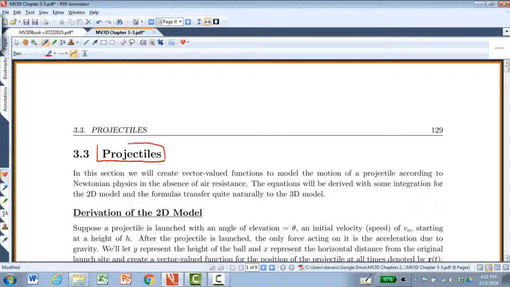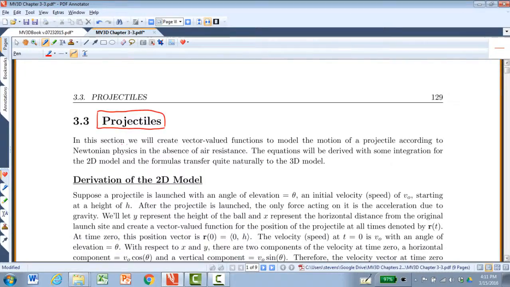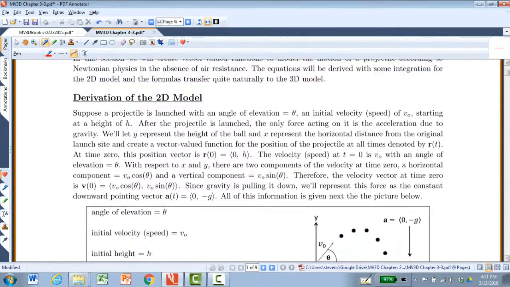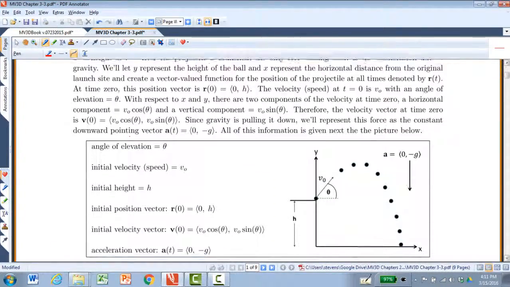And when I say a projectile, I mean an object that is moving through 2D or 3D under no forces other than that of gravity. So you launch it, and then you do nothing. You watch it fall or bounce or things like that.